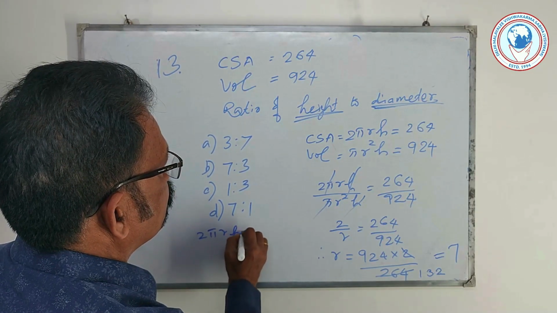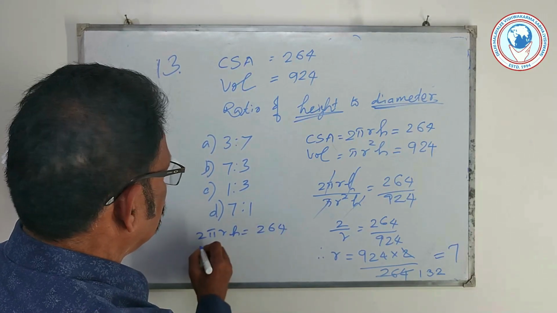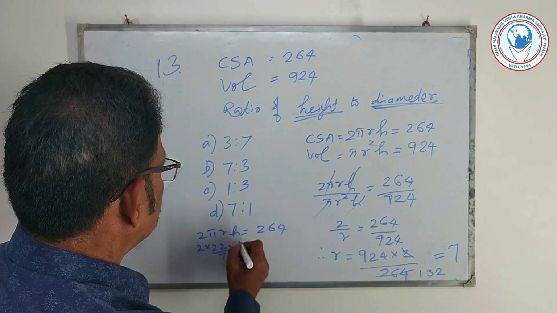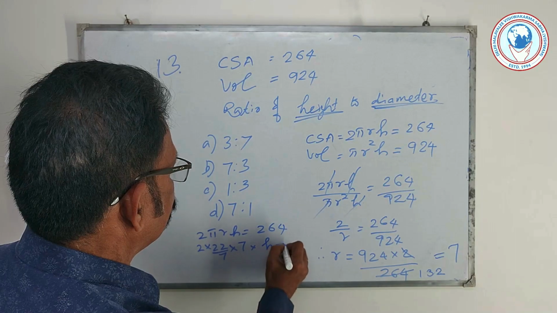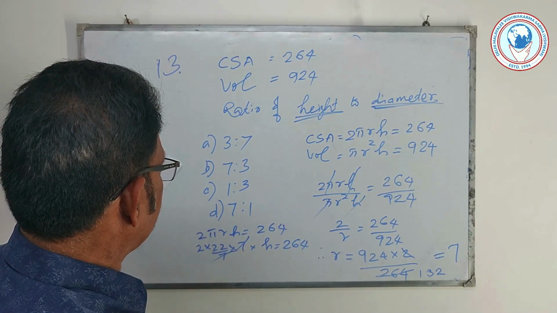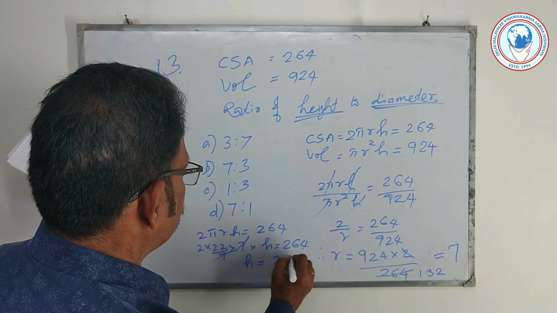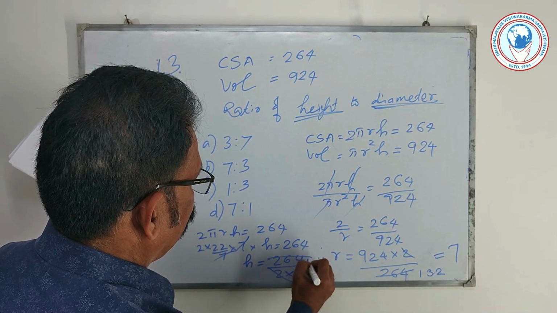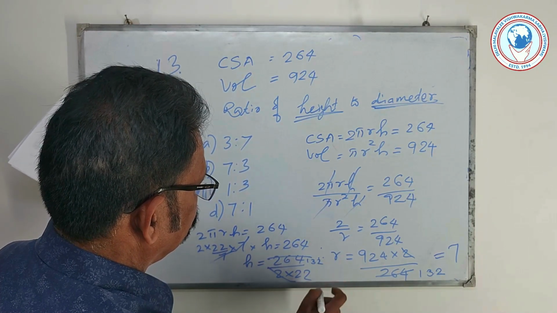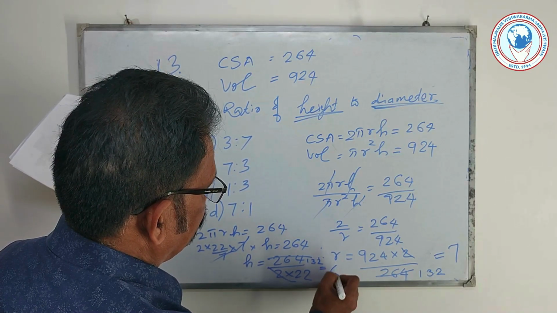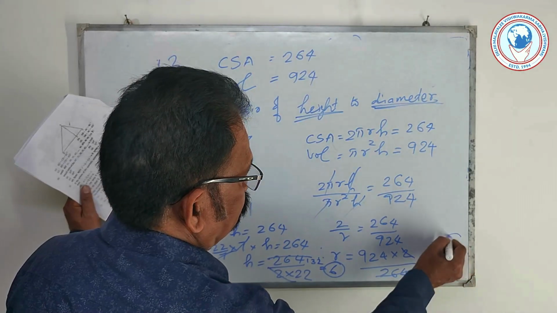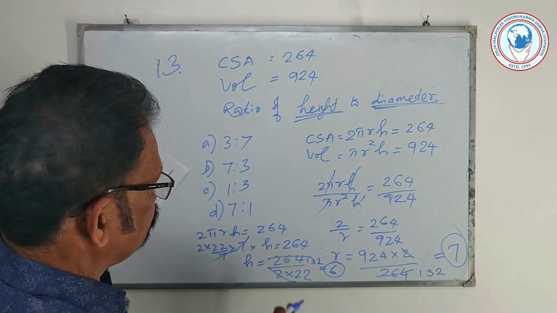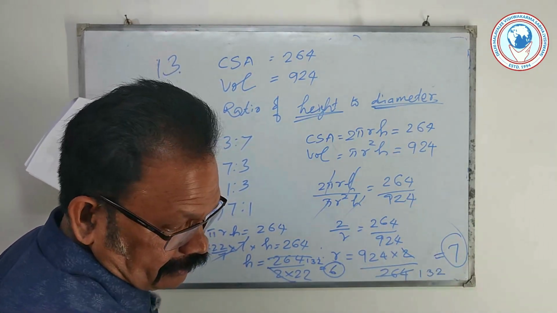2 pi rh is equal to 264, 2 into 22 by 7 into 7 into h is equal to 264. Here 7 and 7 cancel. Therefore h is equal to 264 divided by 2 into 22, that is 132. Also we get 6. Therefore height is 6 and radius is 7.